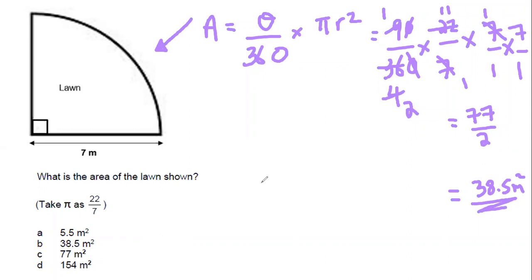That's one way of doing it. Another way of doing this: isn't this a quarter of a circle? Look at it. Yes, it's actually a quarter of a circle. It's the same thing we did a while ago, because theta over 360 is actually a quarter. So you find the area of a circle and just multiply it by a quarter. You would end up with the same answer.